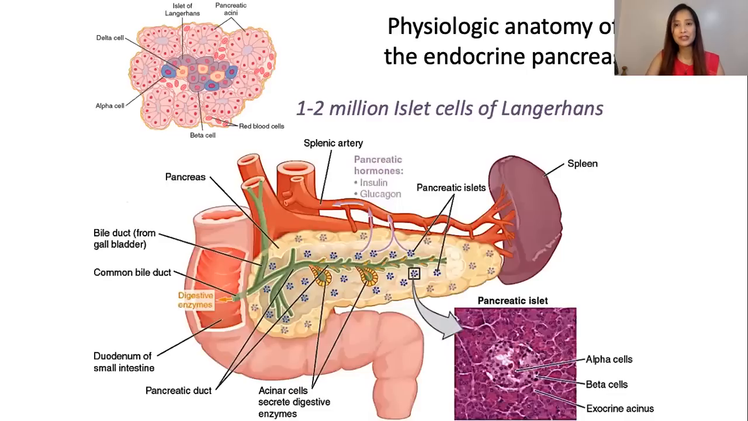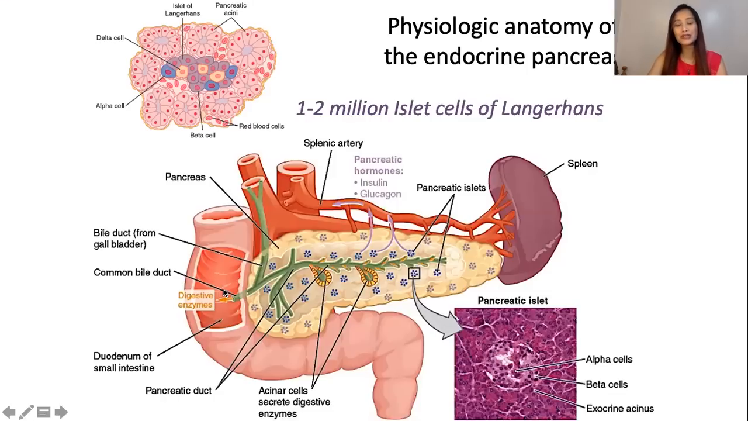So this is the physiologic anatomy of the endocrine pancreas. Your pancreas is located at the back of your stomach. It is composed of your exocrine pancreas and your endocrine pancreas. Your exocrine pancreas is composed of acinar cells that secrete digestive enzymes, the ones that contain your trypsin, your chymotrypsin, your bicarbonate, and together they form your pancreatic juice that is involved in the digestion in your duodenum.